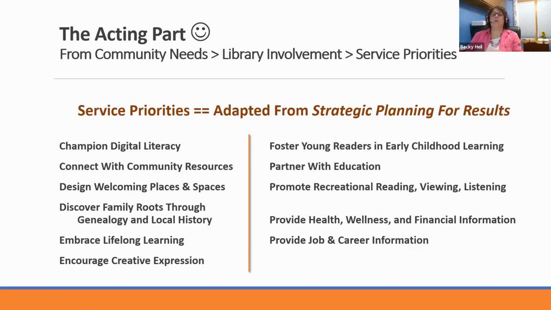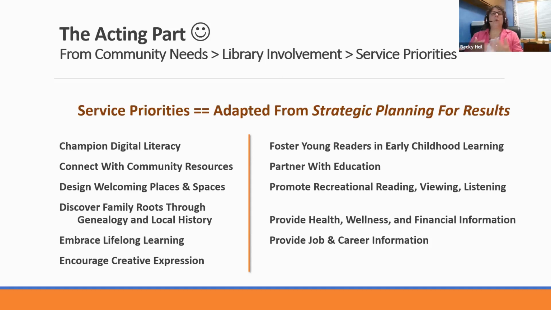There's a variety of ways. Bonnie and I like the strategic planning for results. They had what they called 18 library service responses. They're kind of old and tired right now. So this is Bonnie's list that she sort of adapted from those service responses. I've got another list that I've kind of adapted. I've been using the American Library Association's core values, and we've sort of adopted the service priorities based on that.